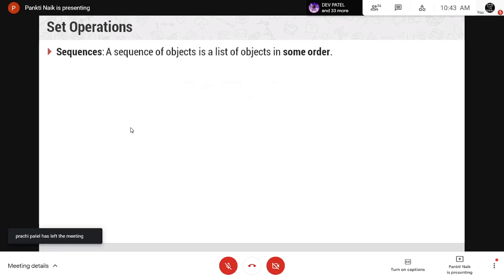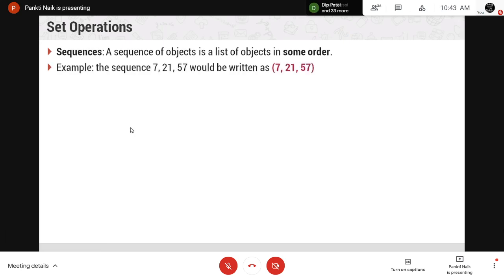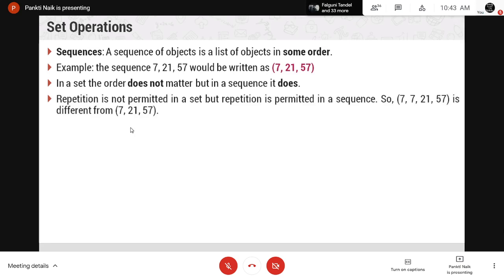Now next is sequence. A sequence of objects is a list of objects in some order. For example, the sequence 7, 21, 57 would be written as 7, 21, 57. In a set, the order does not matter, but in a sequence, it does. Repetition is not permitted in a set, but repetition is permitted in a sequence, so that 7, 7, 21, 57 is different from 7, 21, 57.